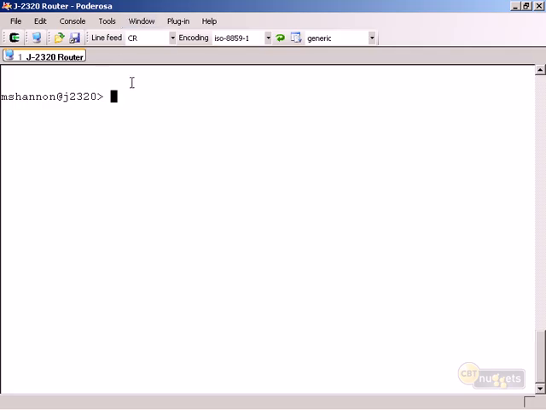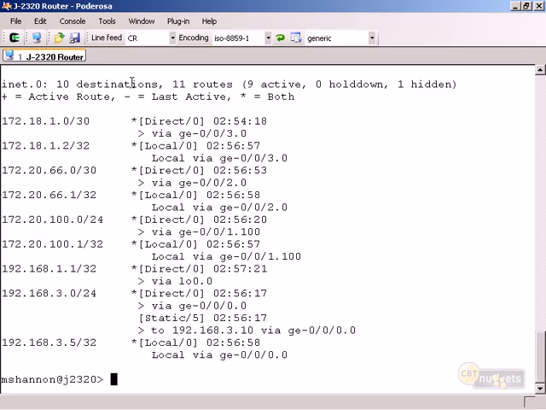Okay, on the 2320, I'm going to do a show route command in operational mode. And I'm going to see a bunch of routes here in this inet.0 routing table. Now, this is the IP version 4 unicast traffic routing table. And what I see are entries from the previous configurations of these interfaces.